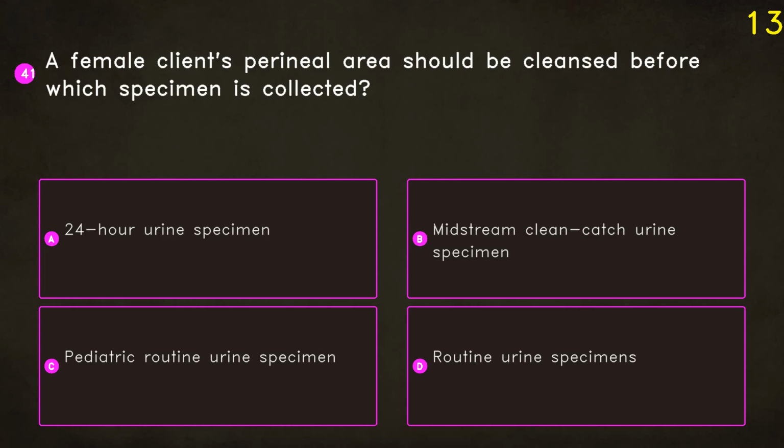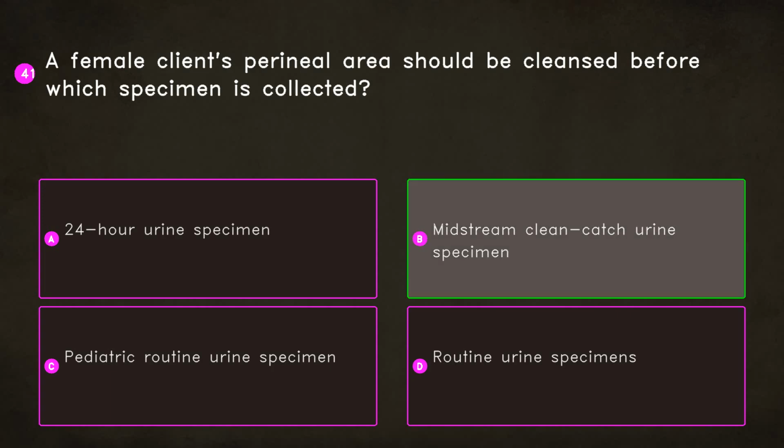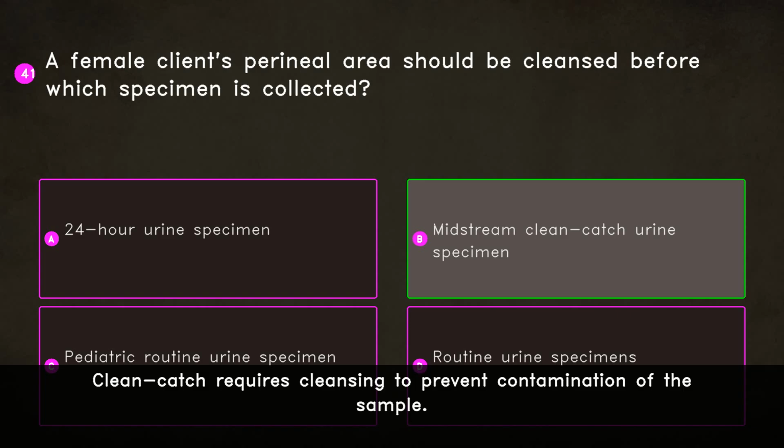Question 41. A female client's perineal area should be cleansed before which specimen is collected? A. 24-hour urine specimen, B. Midstream clean catch urine specimen, C. Pediatric routine urine specimen, D. Routine urine specimens. The correct answer is midstream clean catch urine specimen. Clean catch requires cleansing to prevent contamination of the sample.